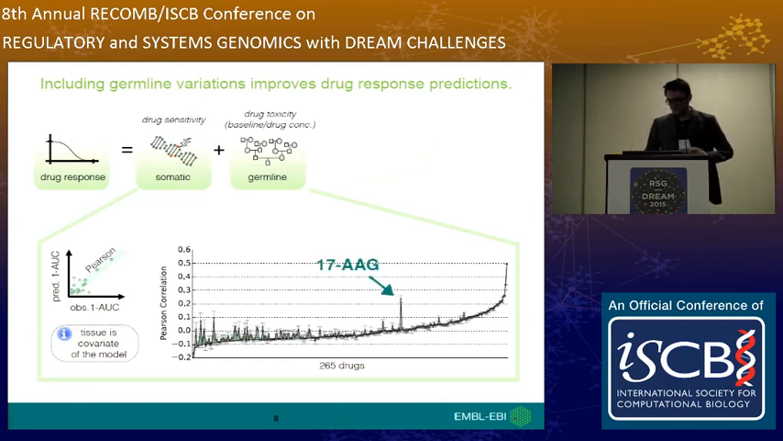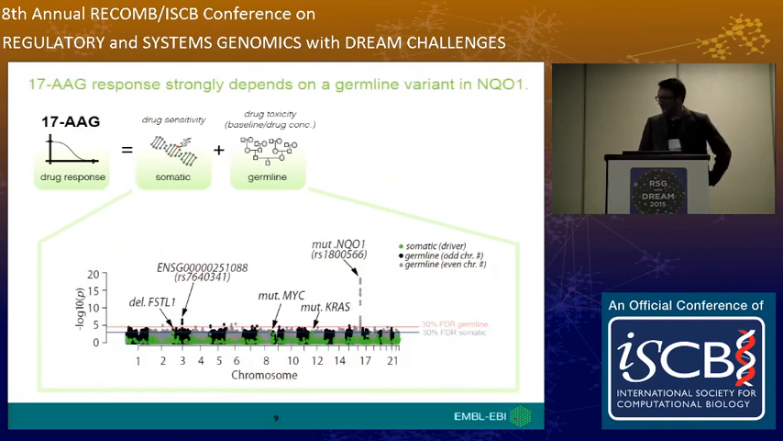And I would like to talk about this big spike here, which is 17-AAG, where we get a lot of improvement when we include the germline component. And looking at both here, with the Manhattan plot, in green you see the somatic component, in gray and in black you see the germline genetic component, and you have here a large spike, which is NQO1.